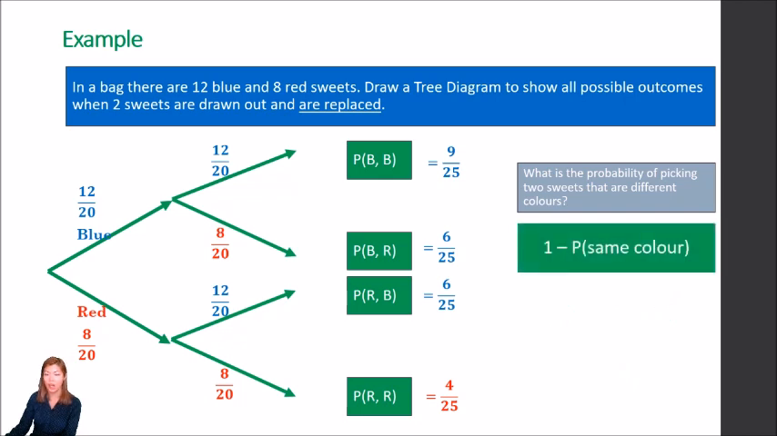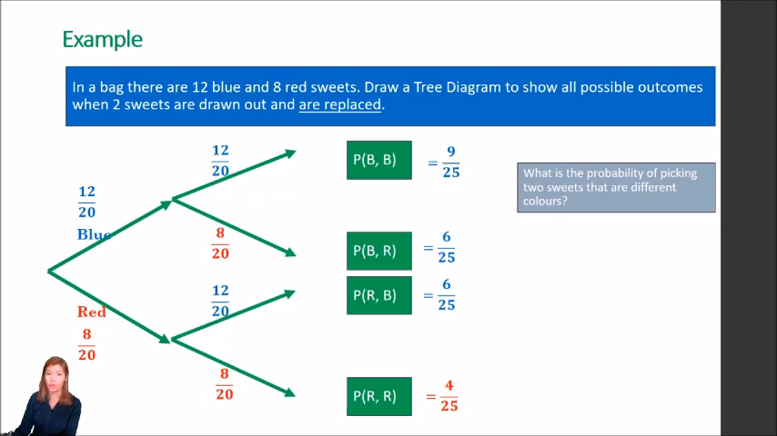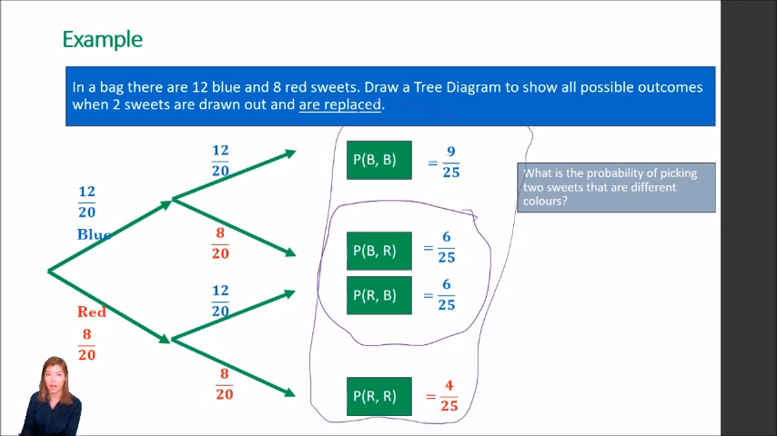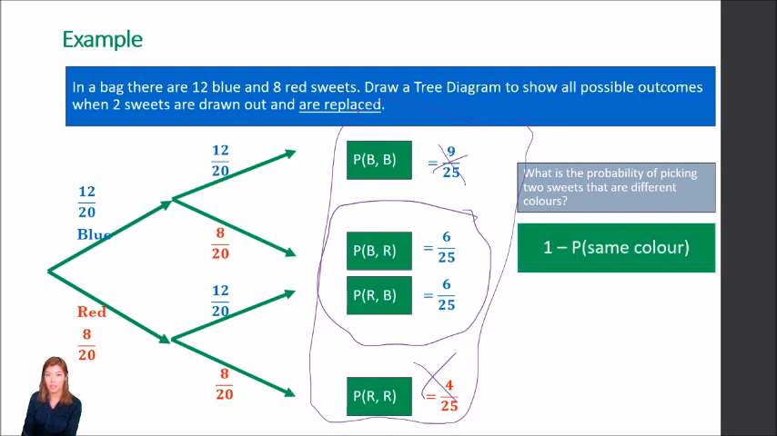Next question. Same question. We can also figure out that when you look at these, that is the same as saying everything minus these 2, which means everything is 1 minus the same colors. So 1 minus 4 plus 9 is 13 over 25. And that's going to give us the same answer as adding those 2 together, 12 over 25.